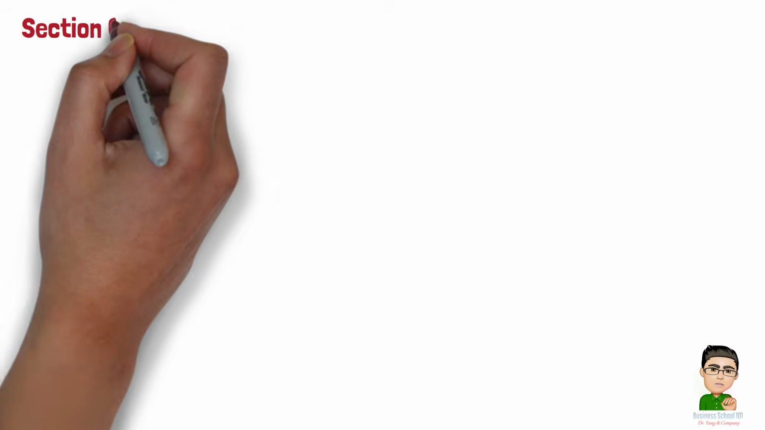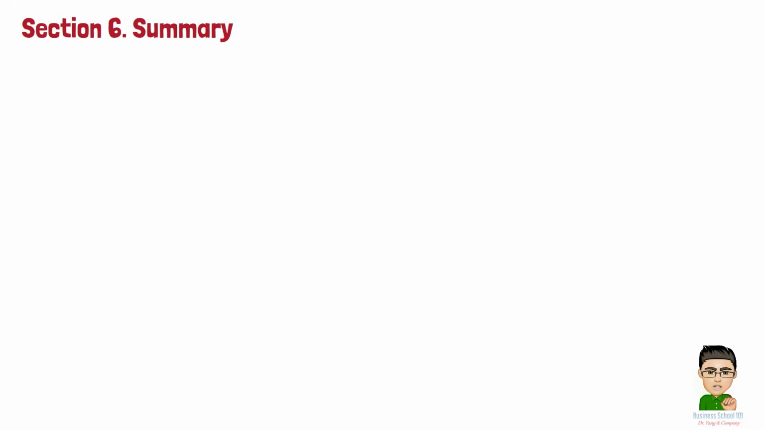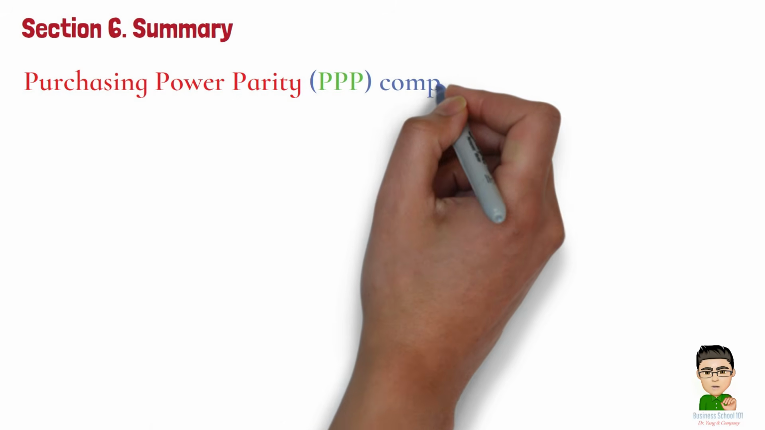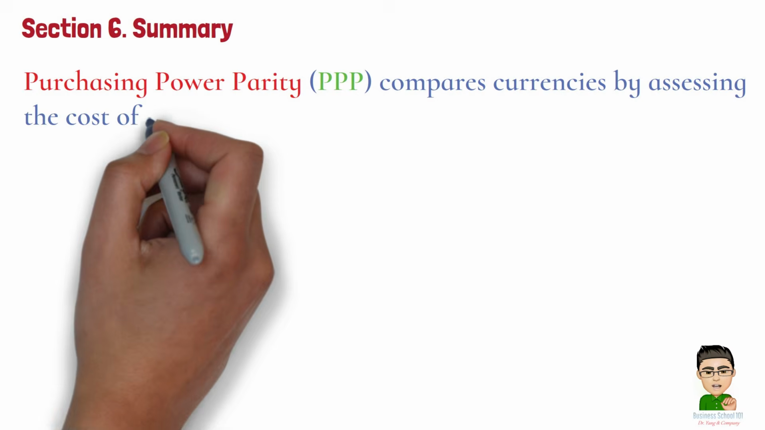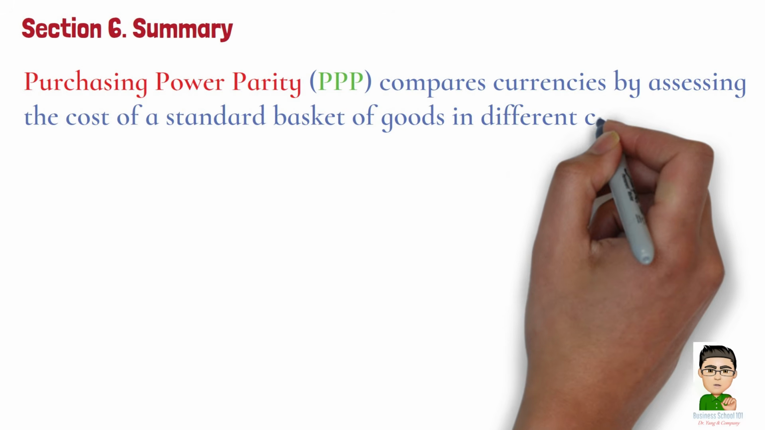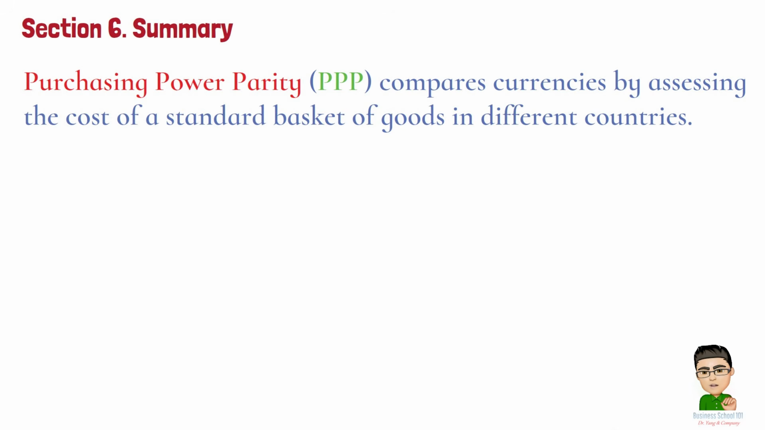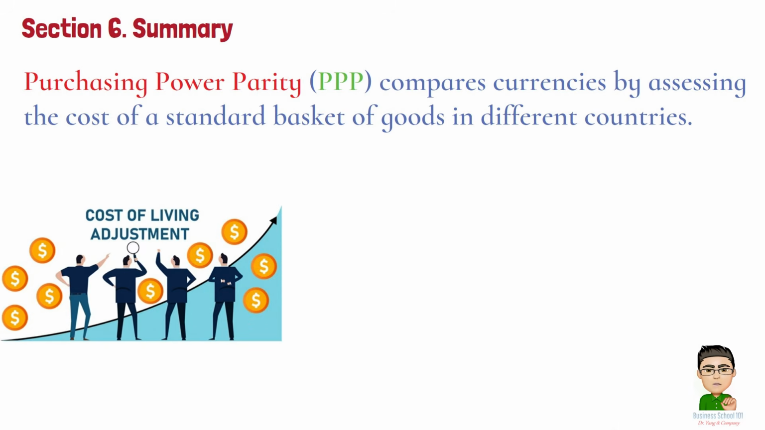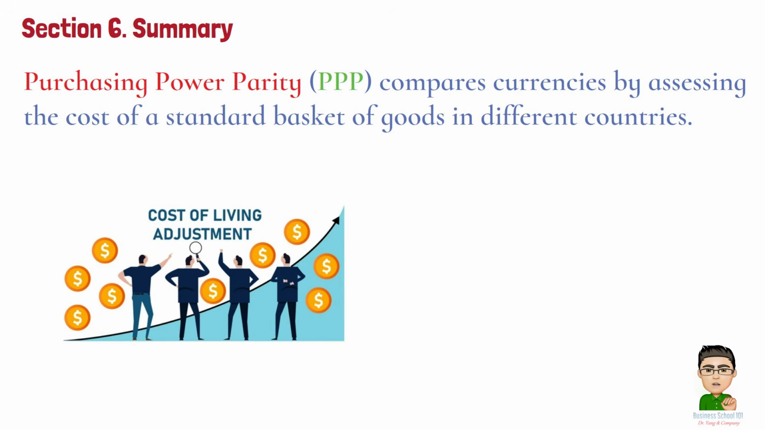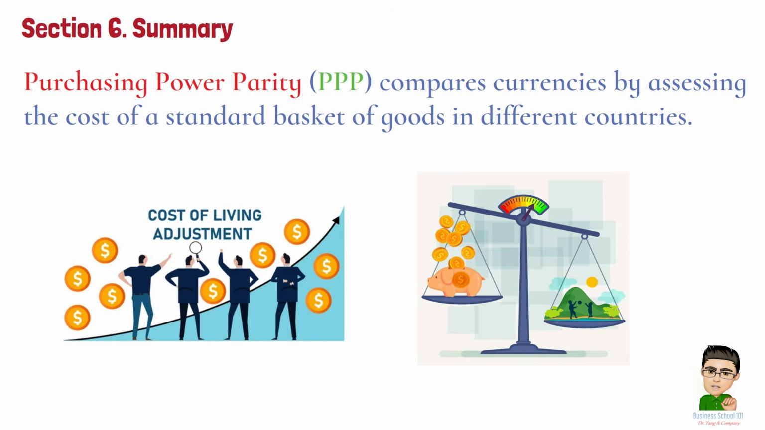Section 6. Summary. To sum up, Purchasing Power Parity, PPP, compares currencies by assessing the cost of a standard basket of goods in different countries. It provides a clearer comparison of living standards and economic productivity by adjusting for cost of living differences. Understanding PPP is important for accurately comparing GDP and a country's real purchasing power.